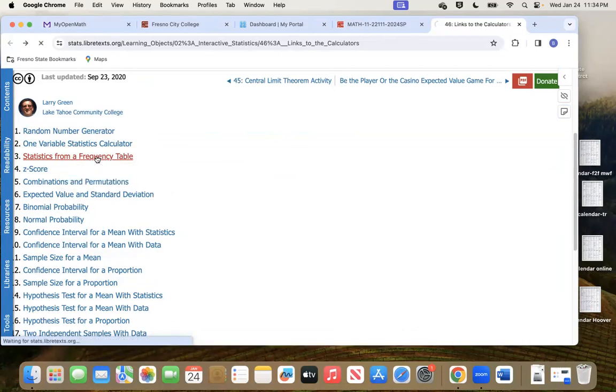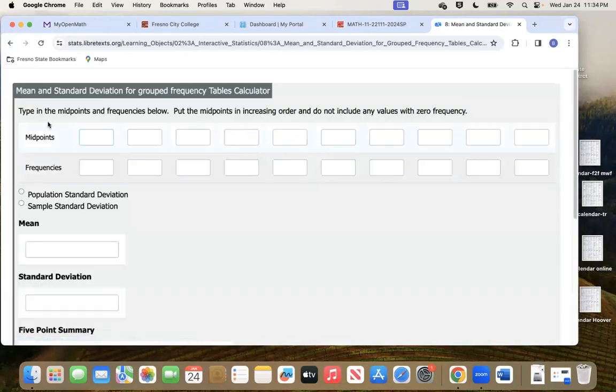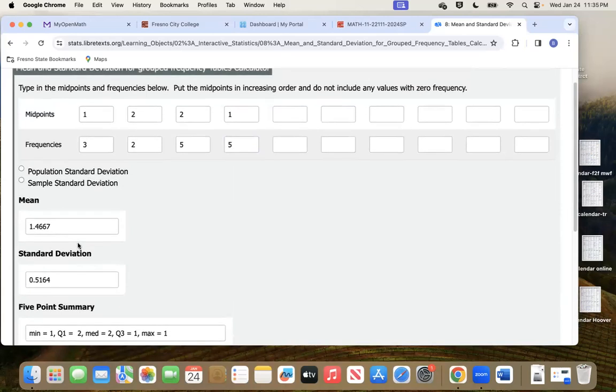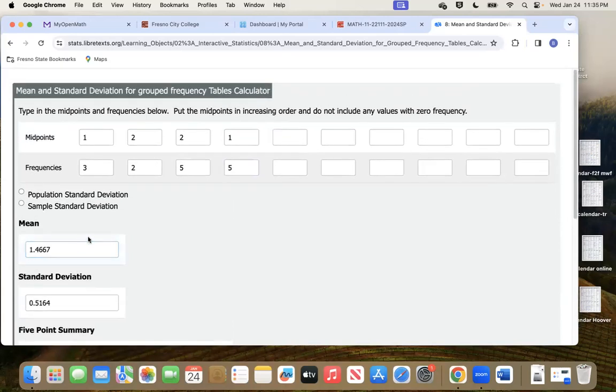So click on frequency table and see what it says right here. Midpoint. That's what I meant by midpoints and frequencies. So put the midpoints in there. Remember what those were? That was 1, 2, 2, 1. And the frequencies were 3, 2, whoops, not 4, 5, 5. 3, 2, 5, 5. And then just come on down and hit calculate. And boom. Now where's our grade point average, GPA? It's right here.